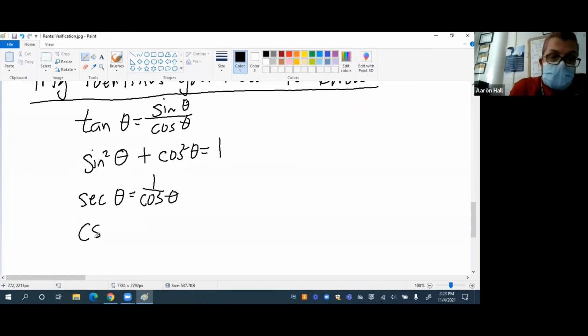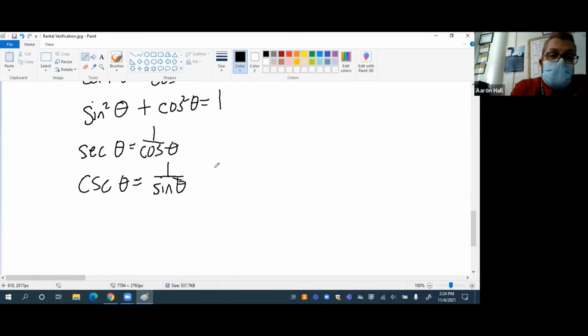What about secant? Secant of theta? 1 over? Yeah, the 1 over sine of theta. And then we also have cotangent of theta. 1 over tangent, yeah, 1 over tangent of theta.